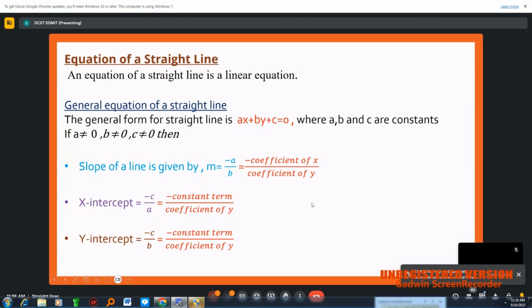Ma'am, slope formula is there, right, ma'am? That equation is for intercept of a straight line, ma'am. No, if in the question they give the equation of a straight line, then you should use this formula. If they give the angle, then you should use m is equal to tan theta. If they give the points, then you should use the formula y2 minus y1 divided by x2 minus x1. Okay, ma'am. Thank you.